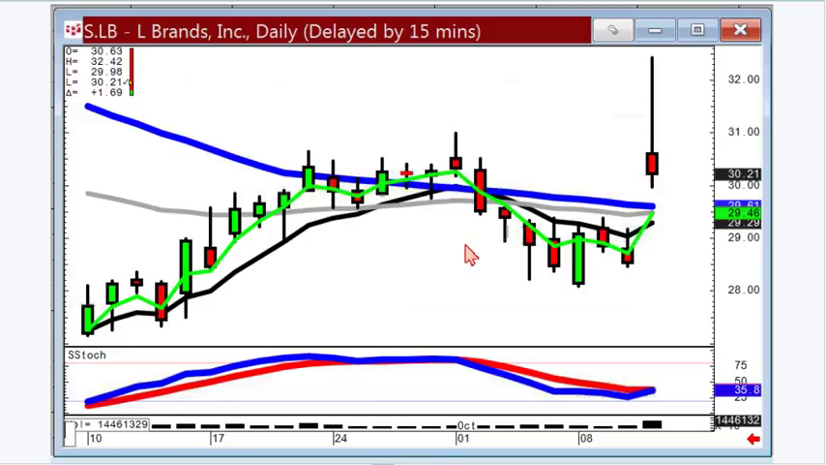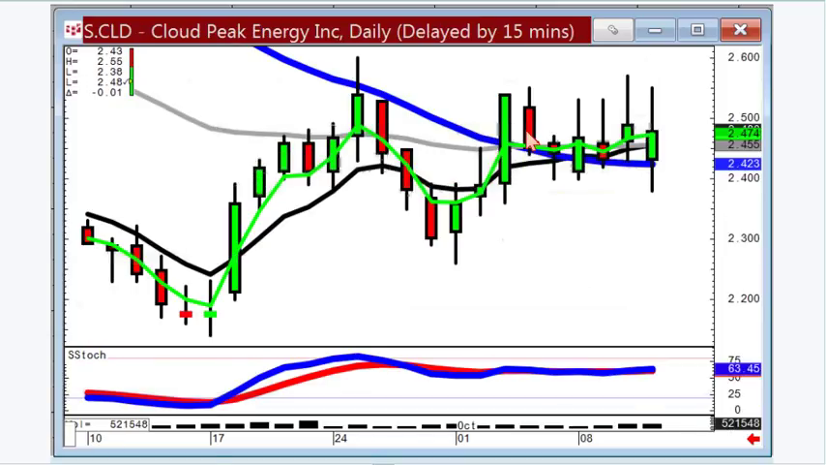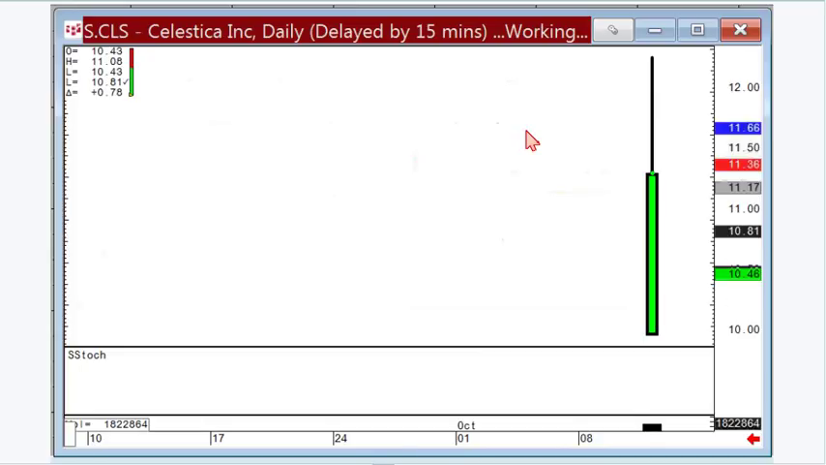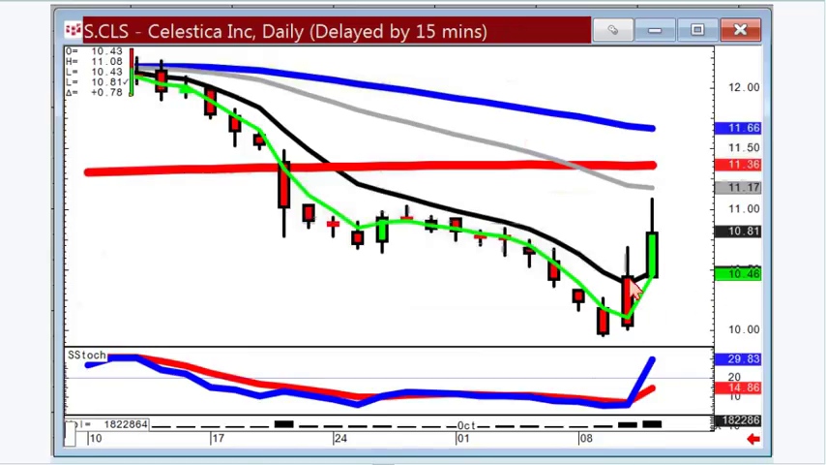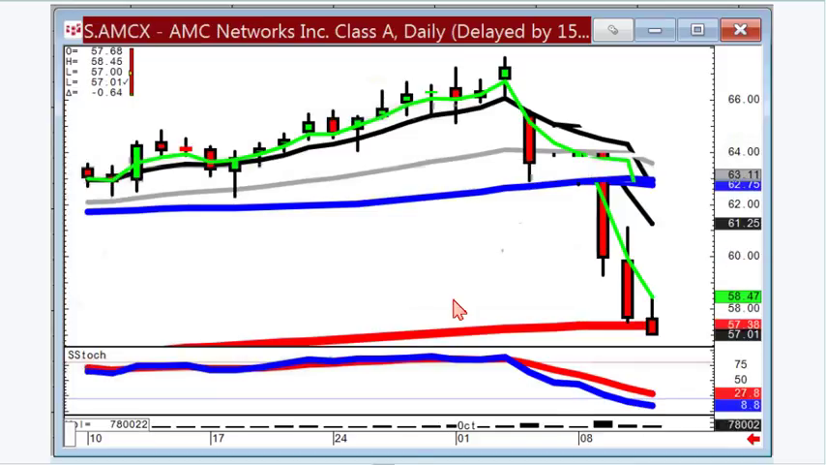Okay, let's see, I do have a couple kicker signals here, if I can. This is a kicker signal. Notice it opened here, closed here. Today they gapped it up. That shows you there's been a powerful reversal. That's CLS. AMCX. This was to illustrate the kicker signal to start this downtrend.